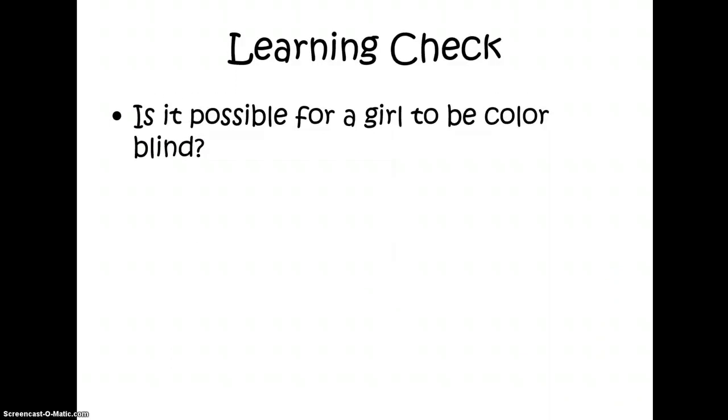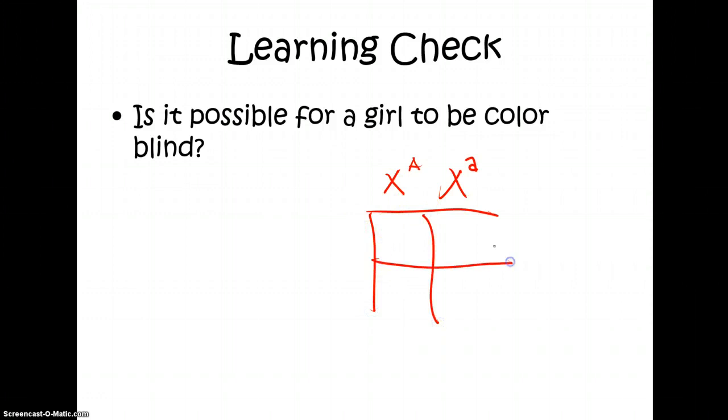Okay, so is it possible for a girl to be colorblind? Okay, what if we have mom, or we could say grandma in this case, or no, let me just say mom. Mom is heterozygous for color blindness, which means she's a carrier. Let's do dad has color blindness.